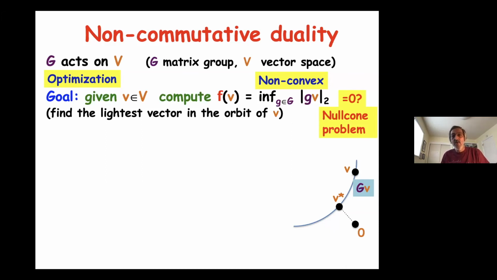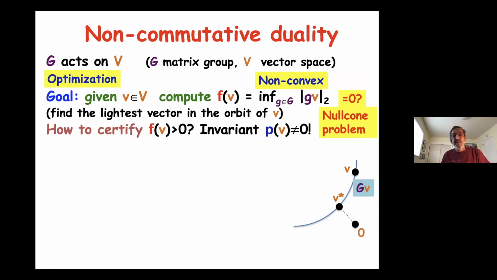And we already know that we can certify the non-membership in the null cone. We can certify that the minimum is positive. How do we do that? Well, by the algebraic connection, if we can present an invariant polynomial which does not vanish on the vector, then it's not 0, then it's positive. So we know how to certify the positivity of this minimum.